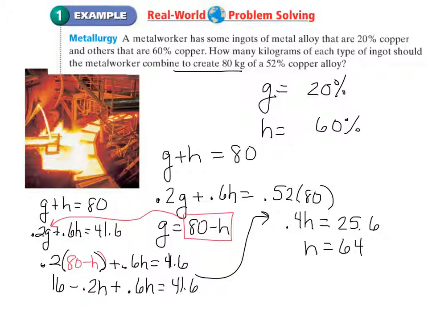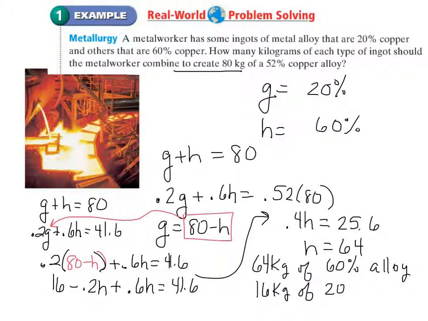So what does that mean? Well, H was 60%. So what's the mass? I have 64 kilograms of 60% alloy. So what do I know? I have a total of 80. If I have a total of 80, that means the other is going to be 16 kilograms of the 20% alloy.